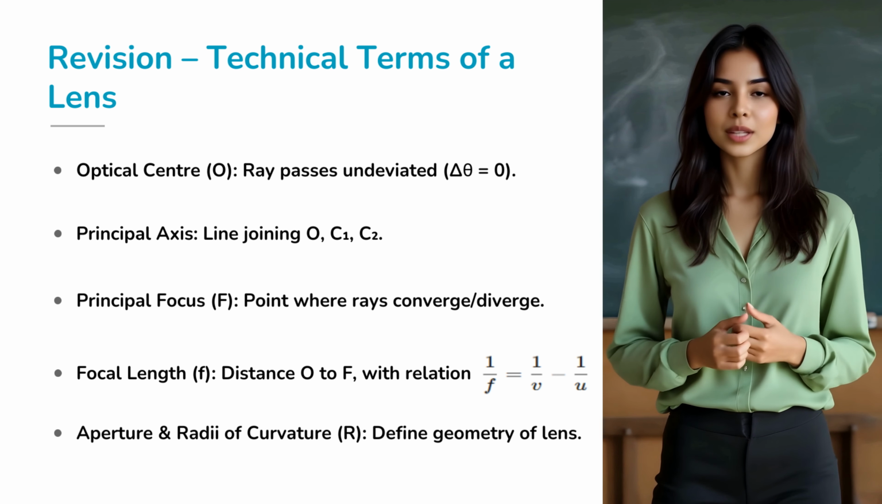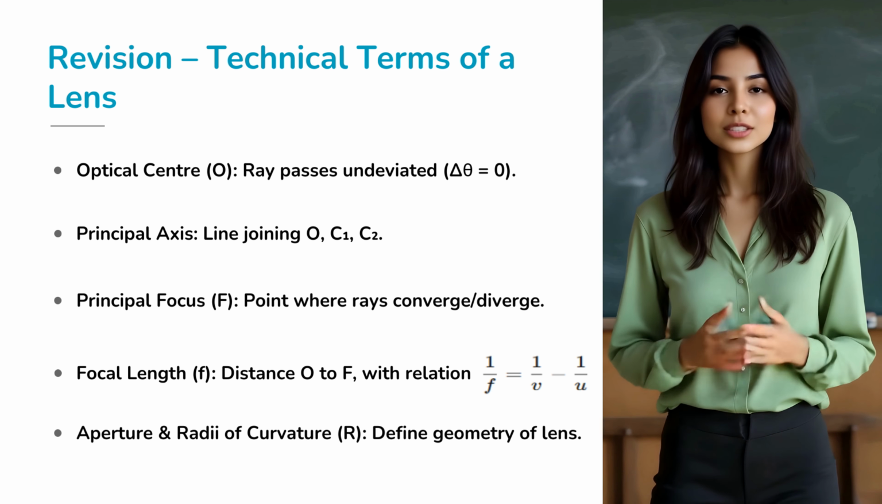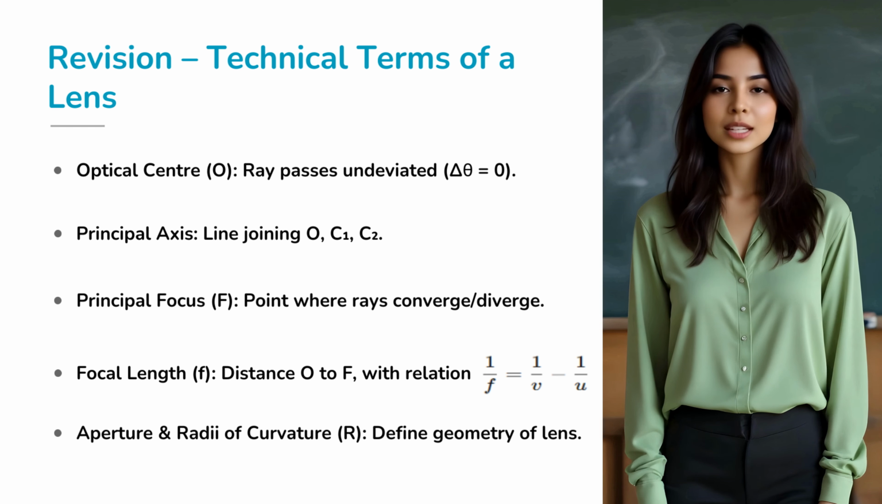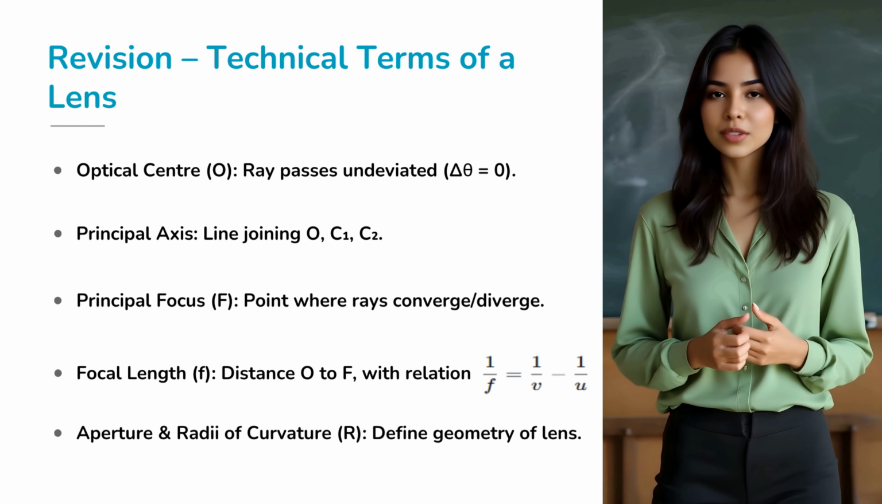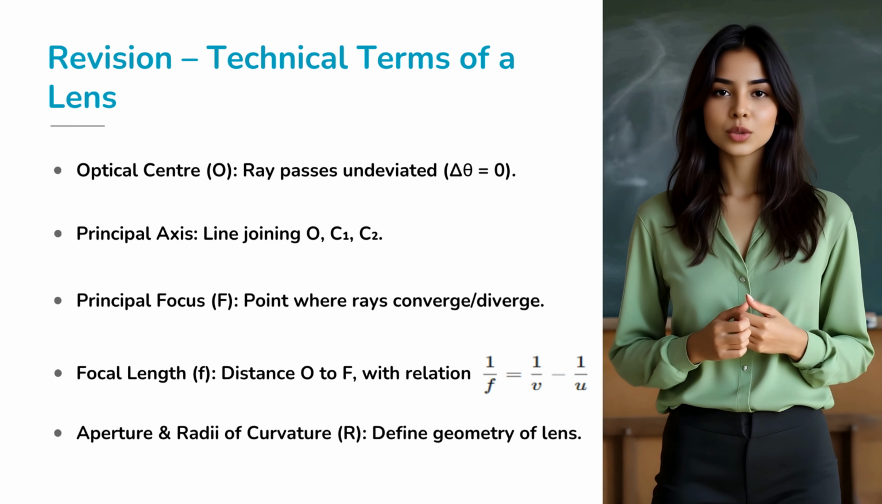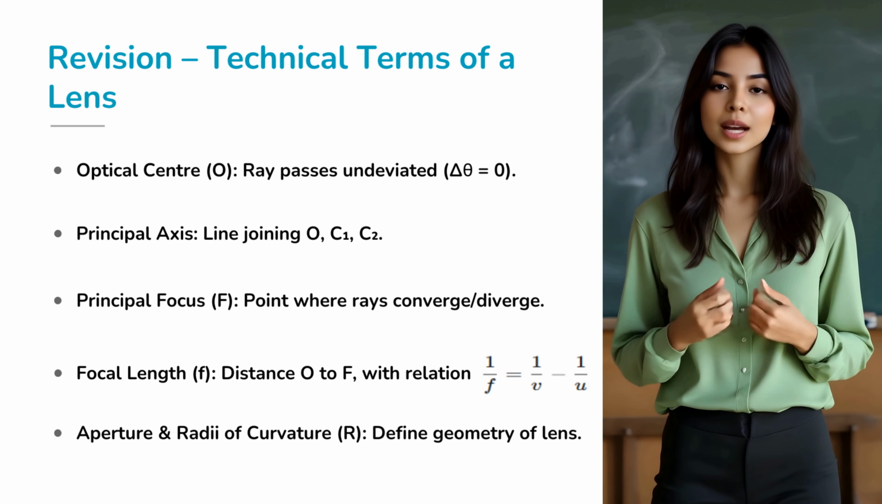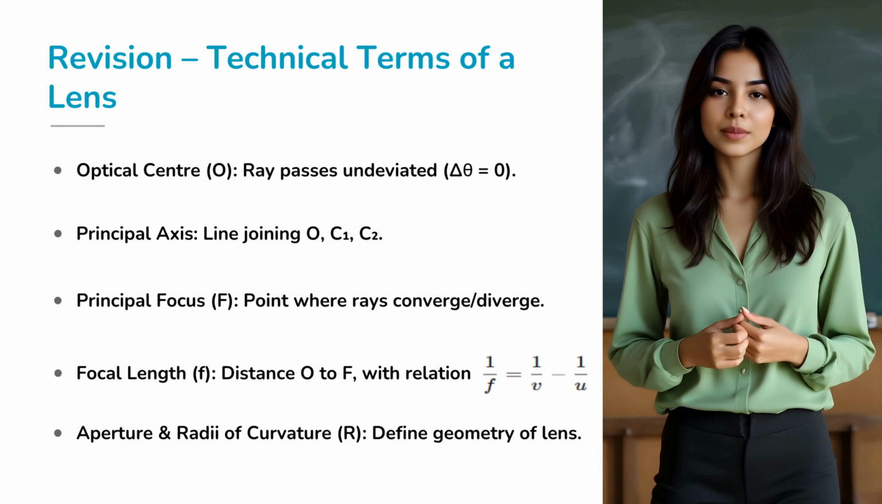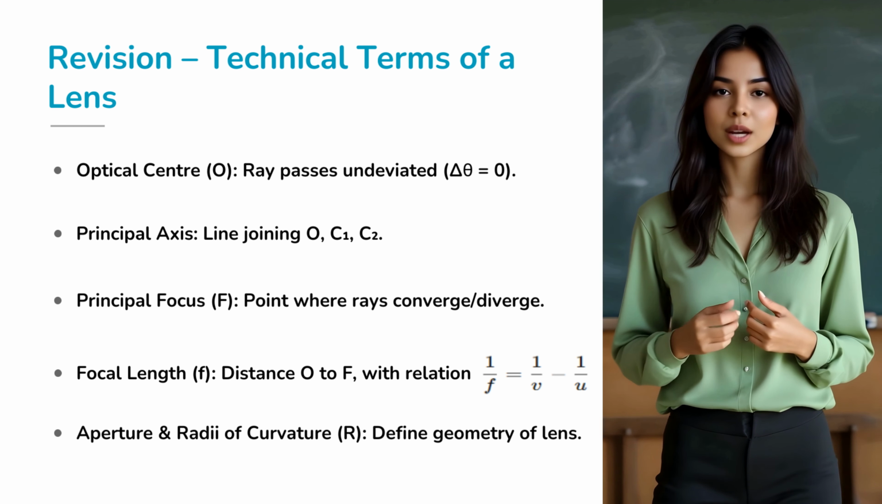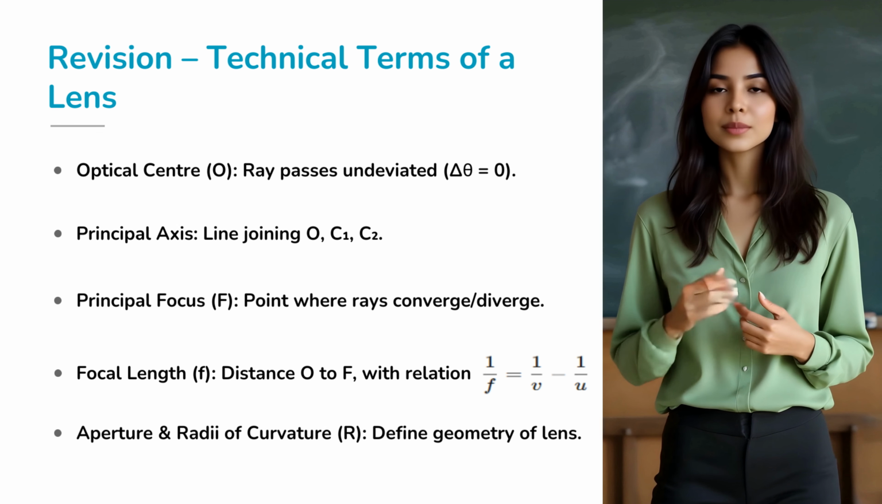Next, the principal axis. This is the straight line joining the optical center O with the two centers of curvature, C1 and C2. It's the main reference line of the lens, just like the main road in a city map. Every ray diagram you draw depends on this road.